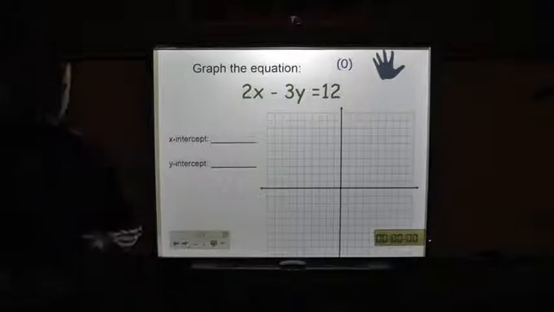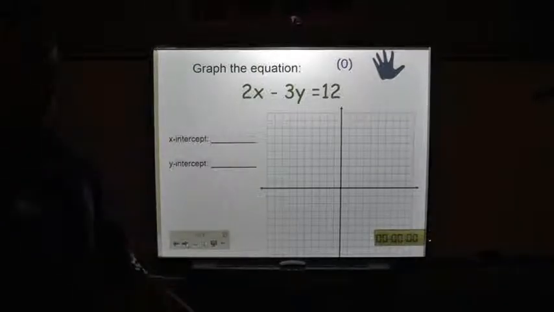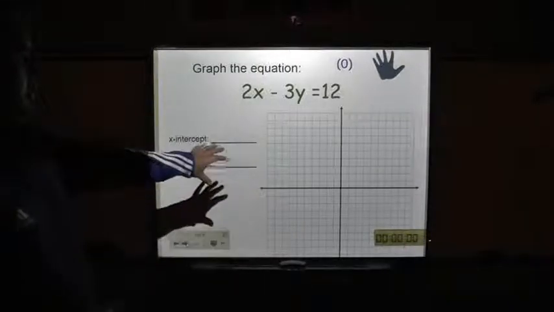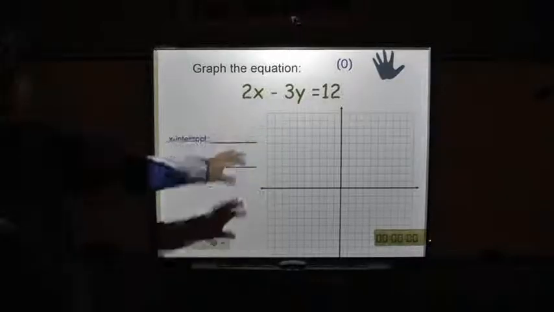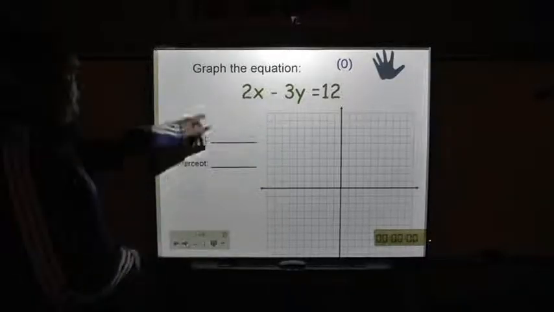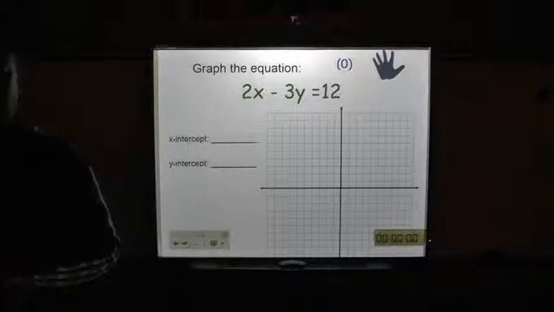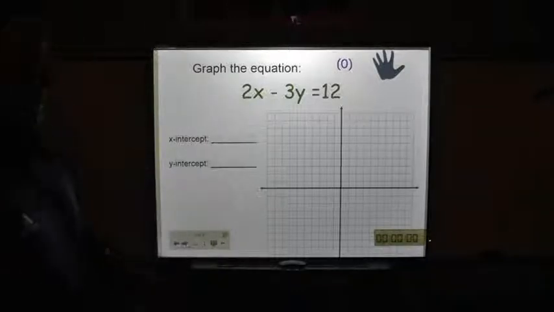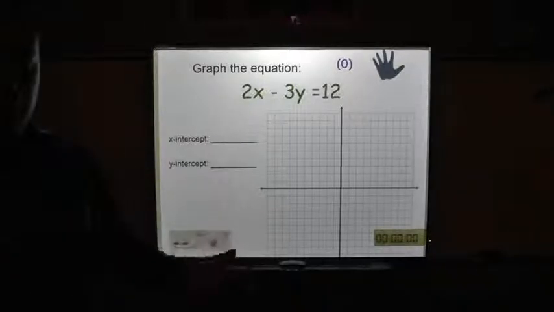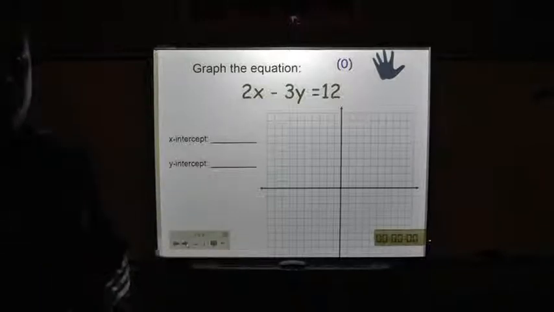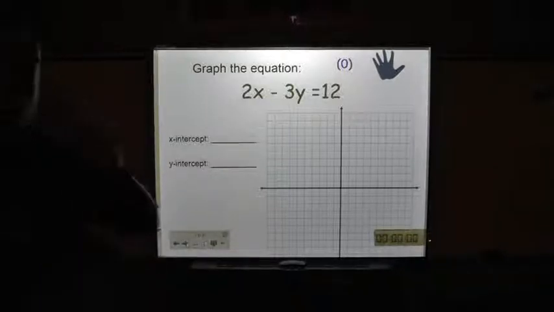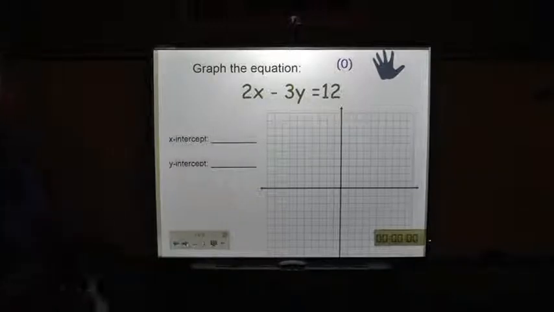What we're going to talk about is how to actually graph an equation using standard form. Now, if you notice the first problem, 2x minus 3y is equal to 12. One of the questions you need to ask yourself: we have to draw a line, so how many points do you need to draw a line? Well, the answer to that is 2.